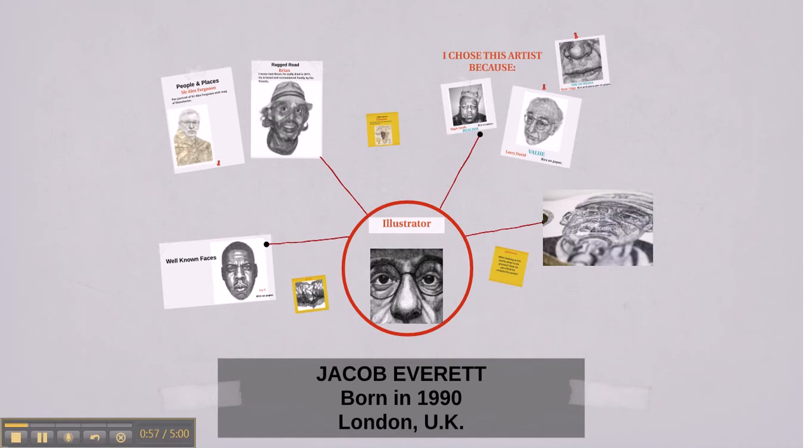So this particular presentation was based on a contemporary illustrator named Jacob Everett, and like I said, this was an example of a presentation I was requesting the students to do, and it has the criteria on the rubric that I gave them. So I'll just go through this.